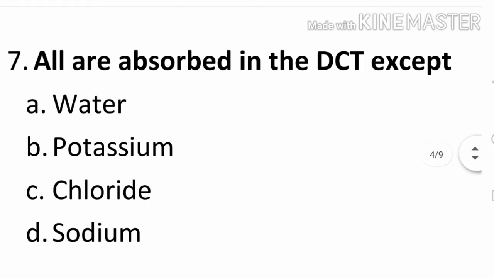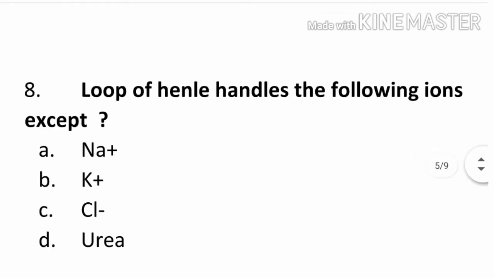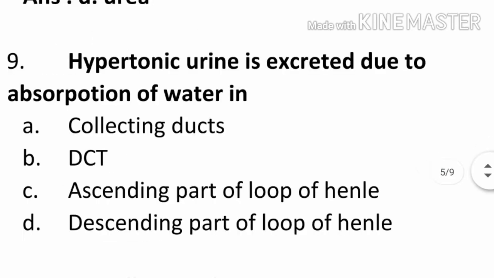Question number 7. All are absorbed in the DCT except option A water, B potassium, C chloride, D sodium. The correct answer is B potassium. Potassium is reabsorbed only in the PCT, but it is secreted into the tubular fluid in the DCT. Potassium is not reabsorbed from DCT. Question number 8. Loop of Henle handles the following ions except option A sodium, B potassium, C chloride, D urea. The correct answer is D urea.